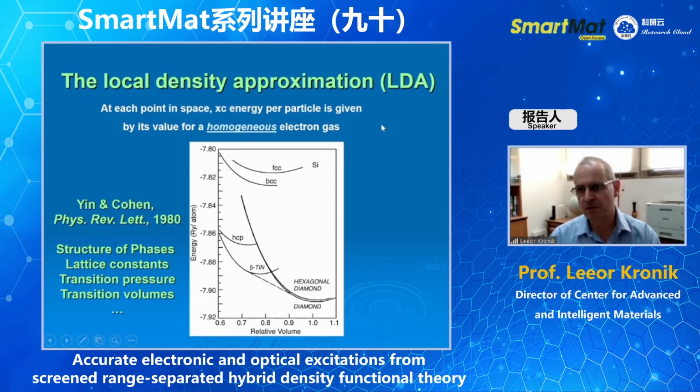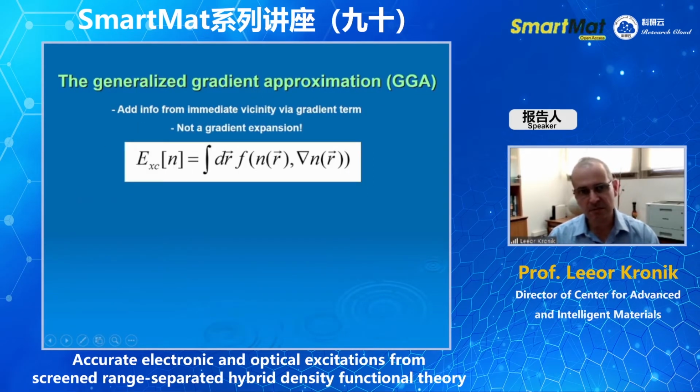So even this very simple approximation is not completely useless. Nevertheless, it's not always accurate enough. And the next class is known as the generalized gradient approximation, where we say, okay, since this is not a uniform electron gas, let's add some information, at least from the immediate vicinity, by adding a gradient term, which somehow takes into account also variations.